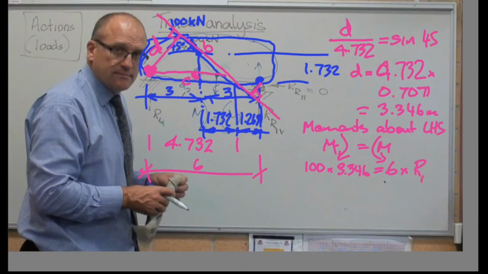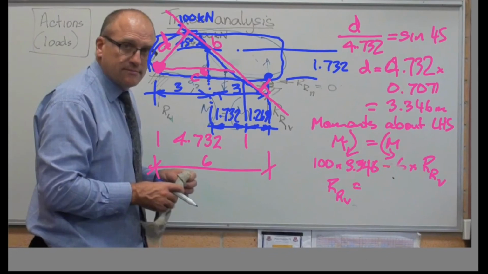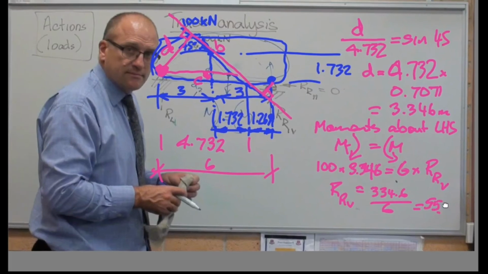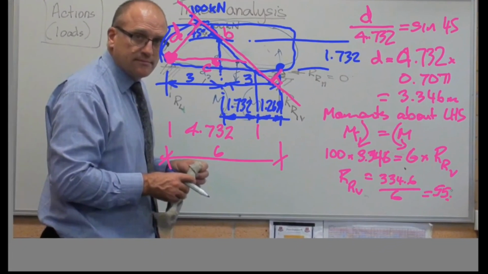Reaction right, vertical, equals 6 times, equals, that's 3.346 equals 6 equals 334.6 divided by 6 equals 55.77. No calculator necessary for that one. Okay.